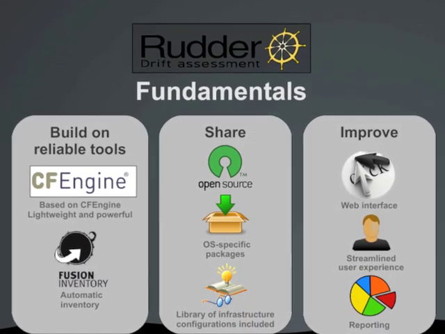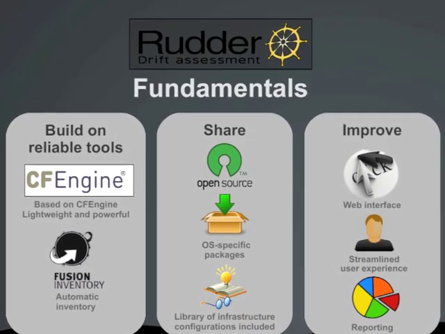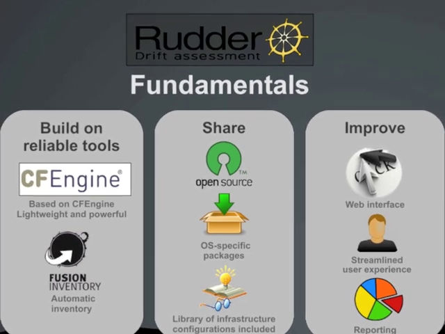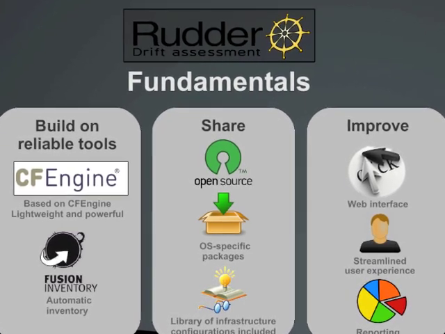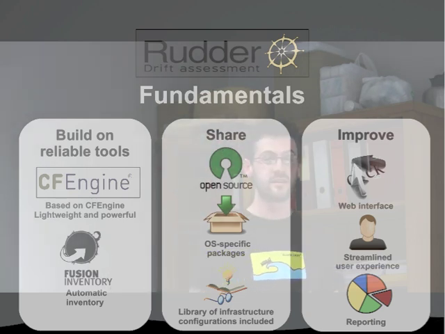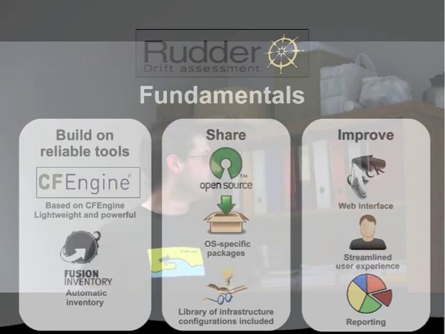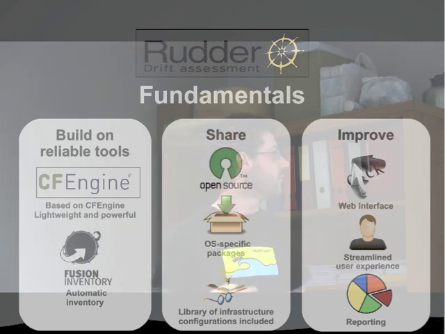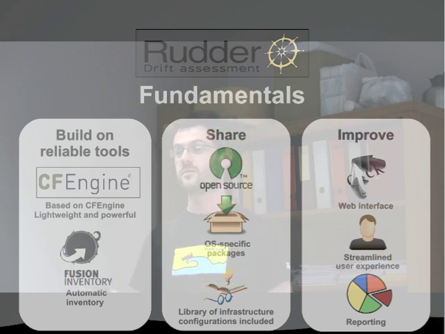A couple of fundamentals. We built this project in the open source spirit of don't reinvent the wheel. There are great tools out there, and we have built on top of them. We chose CF Engine as the configuration management engine. It's in the name. Because it's lightweight and it's very powerful. And at the time we chose, it was the only one that actually ran on Windows, because Rudder also runs on Windows. This is no longer the case.